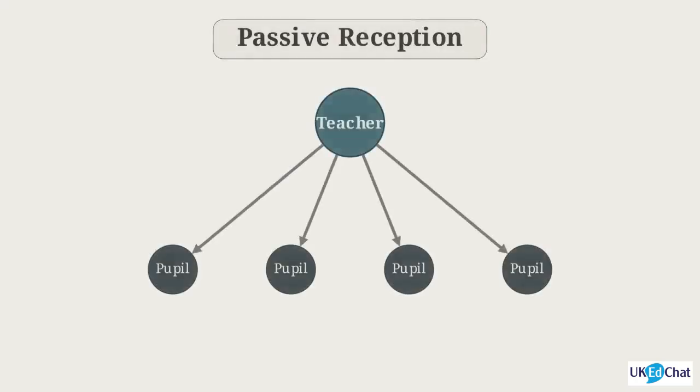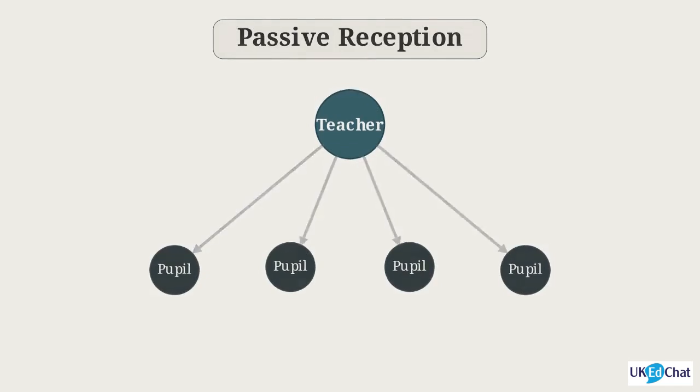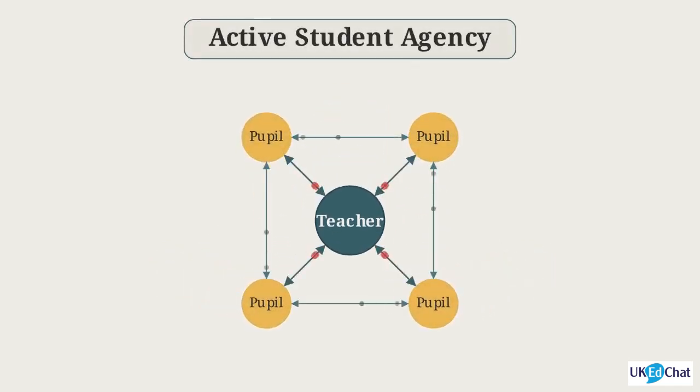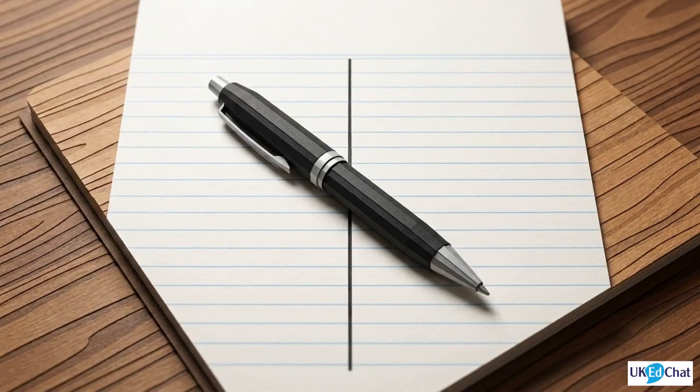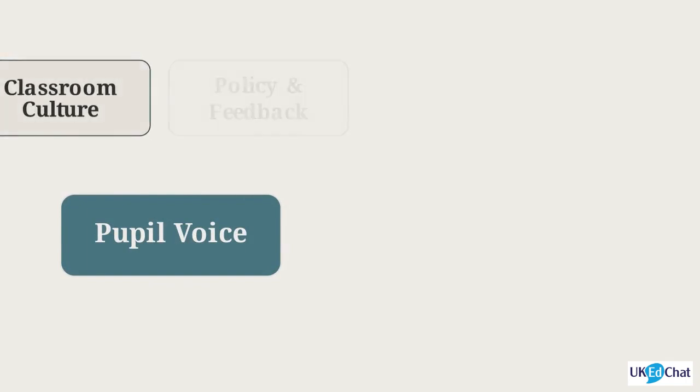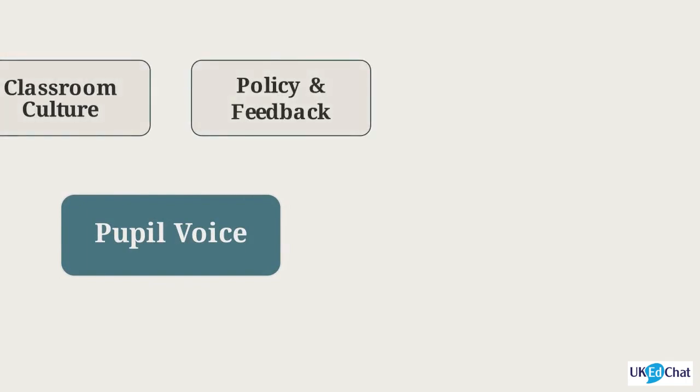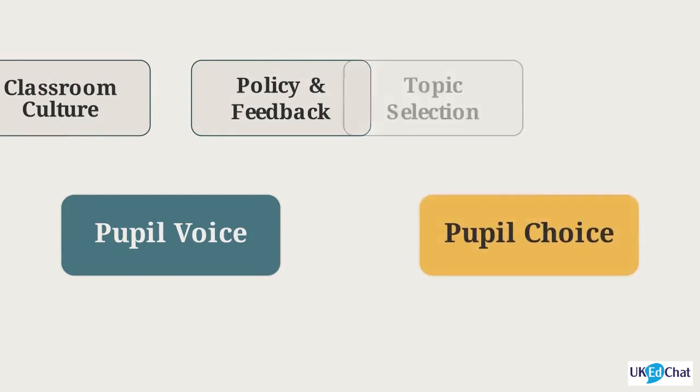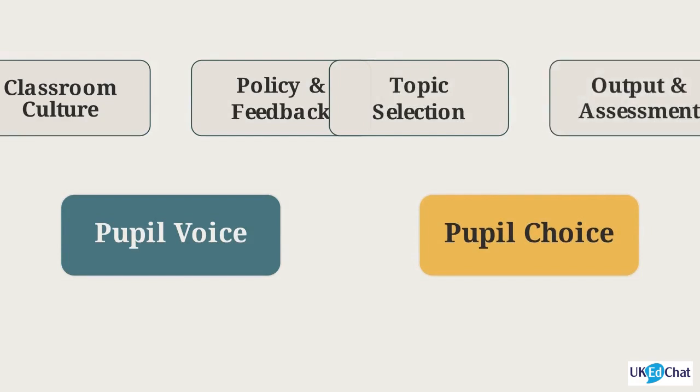This transition from passive reception toward active student agency represents a shift in how pupils relate to their own education. Step 1 is separating our 2 core concepts. On your blank document, create 2 columns: pupil voice on the left and pupil choice on the right. On the left, pupil voice is the mechanism students use to influence classroom culture and share perspectives on their school experience. Pupil choice on the right is their agency over producing work.